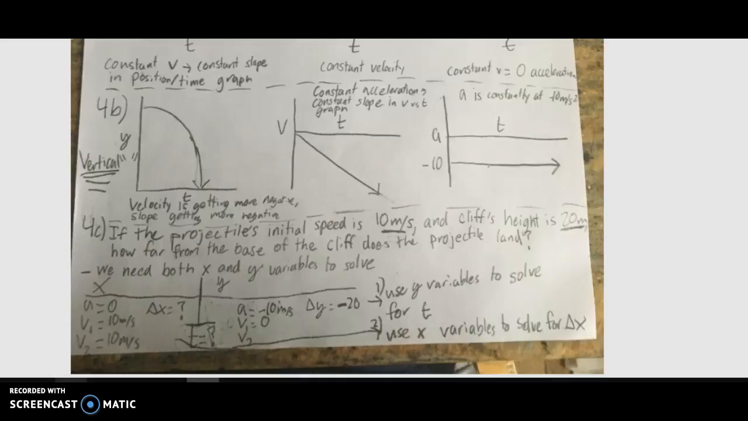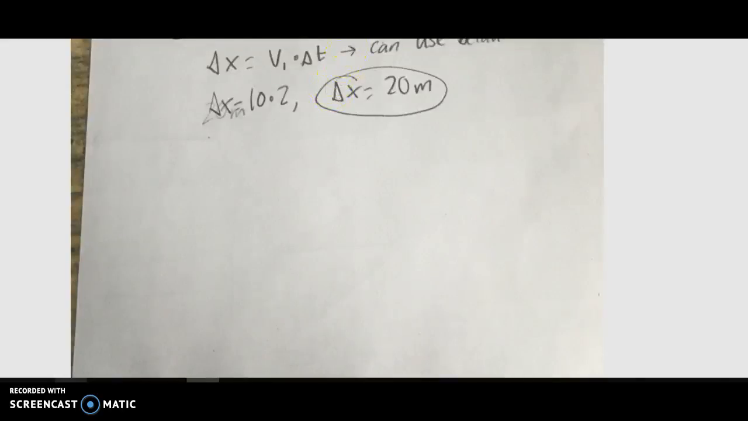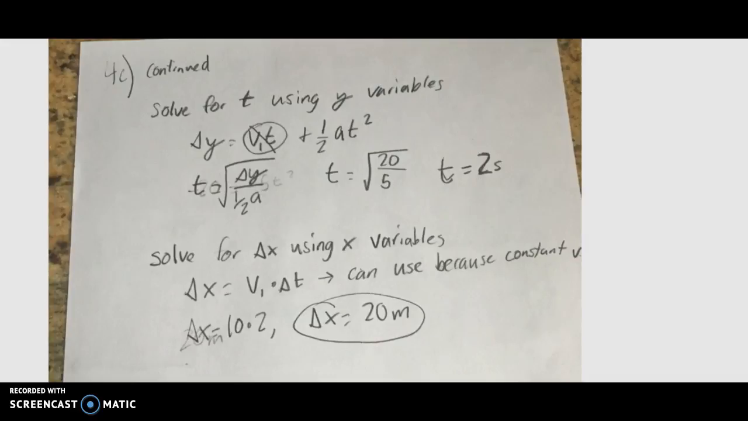Looking at our equations, let me switch pages. Again, as we said, solve for t using y variables. So delta y equals v1 times delta t plus 1/2 a times t squared. In this, v1 was 0, so we can just cancel that out. Solve for t algebraically. This is a very crucial step. I haven't explained this in earlier problems, but it's a very crucial step to solve algebraically for the variable you are looking for before you plug in any numbers.